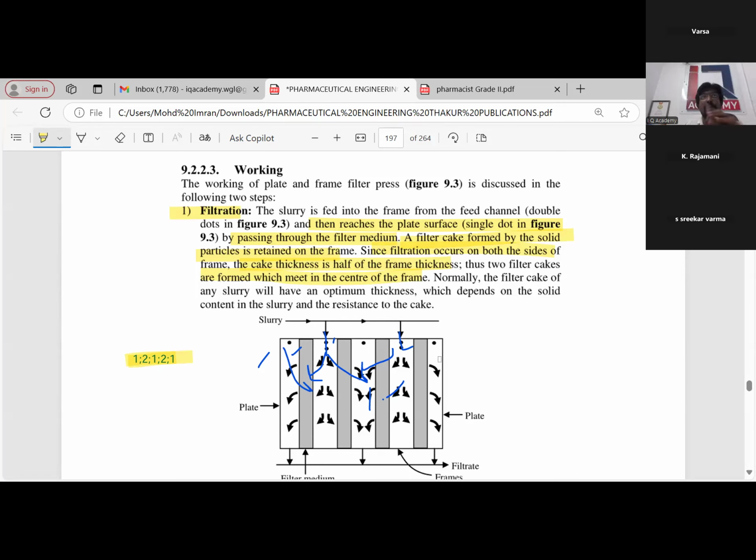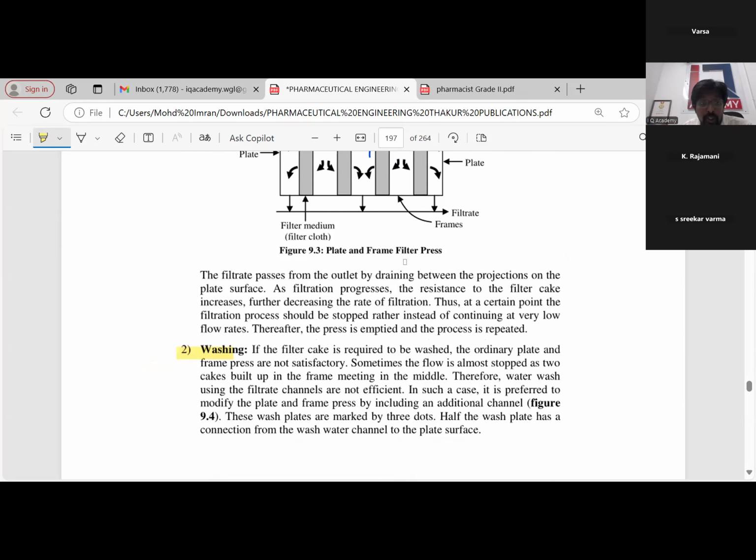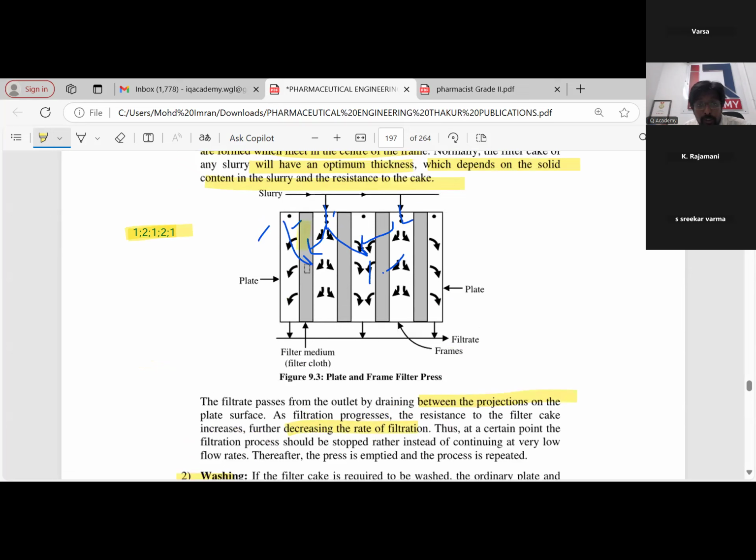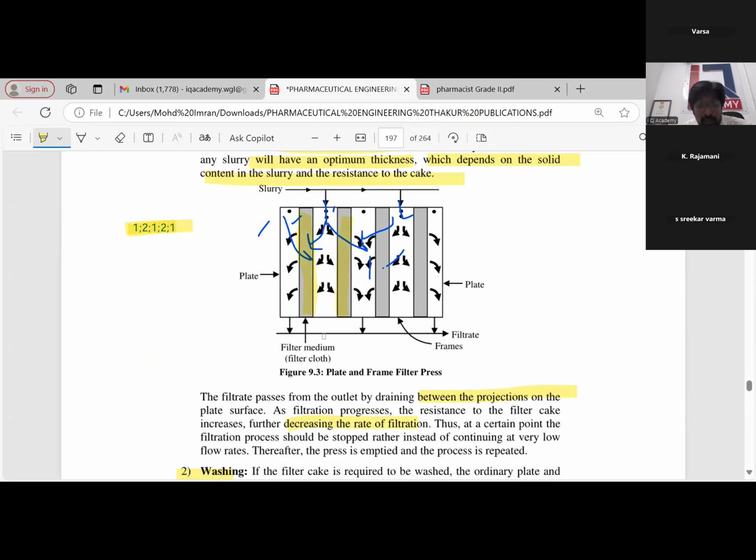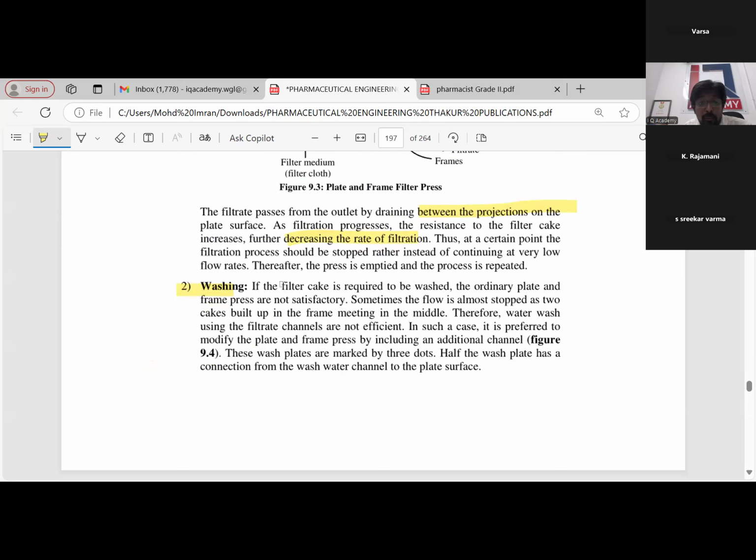Normally the filter cake and slurry will have an optimum thickness, which depends on the solid content in the slurry. Generally, we send the slurry through the two dotted plate. Then what's happening? The liquid passes through this filter medium and cake is formed on both sides. The filtrate passes through the outlet by draining between the projections on the plate. During the filtration process, the resistance of the filter cake increases and the filtration decreases. So as the thickness increases, the filtration keeps slowing down. So we need to halt the filtration process and go to the washing process.